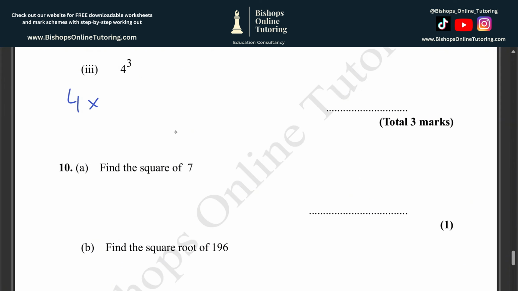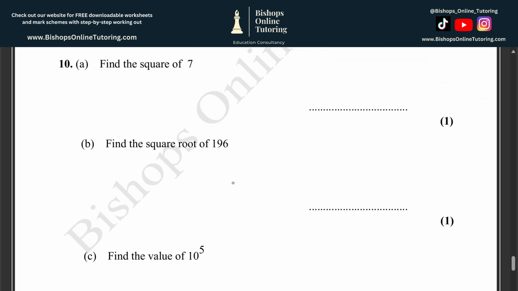Okay, 4 cubed is the same as 4 times 4 times 4. 4 times 4 is 16. 16 times by 4 is 64. Find the square of 7. So 7 squared is the same as 7 times by 7, which we know is 49.